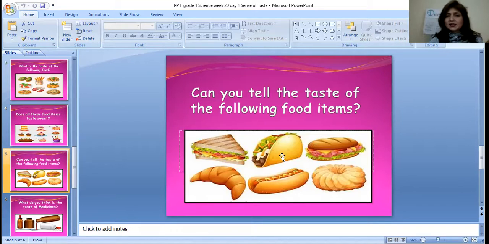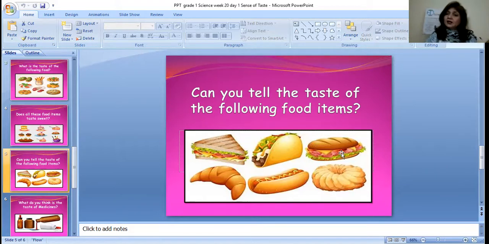What is this? These are tacos. Have you ever tasted tacos before? Yes. What is the taste? It is spicy. Yes. So you can write down here tacos. The famous Mexican food. Mexican people, they like to eat tacos, and they like to eat actually spicy food.